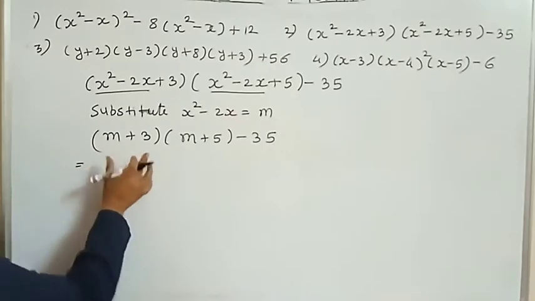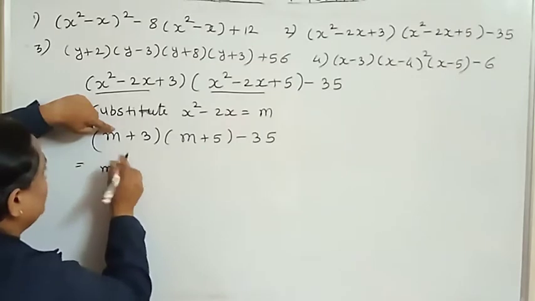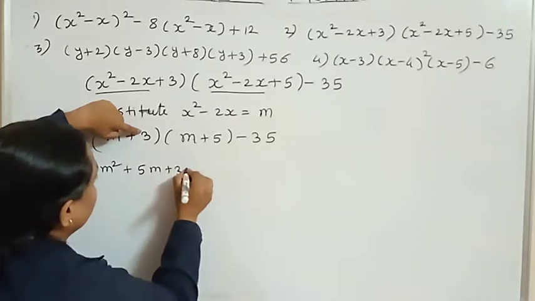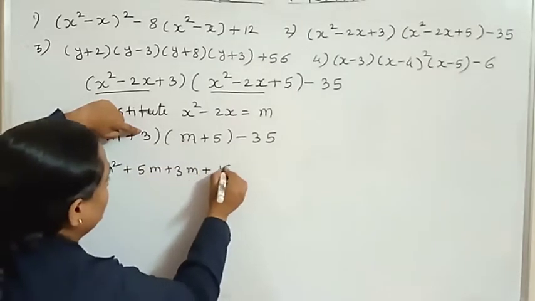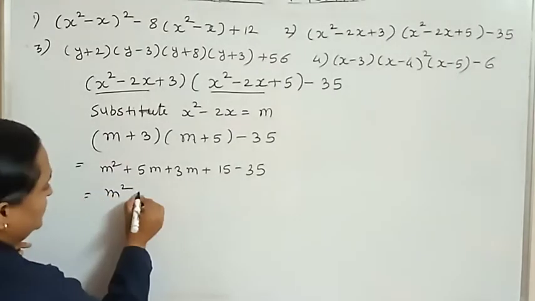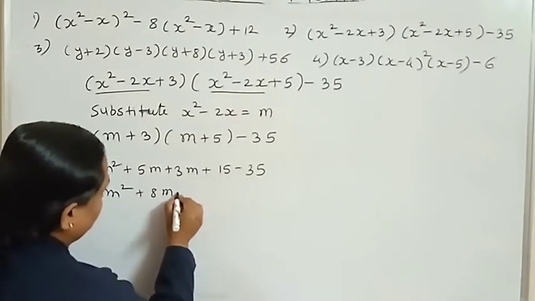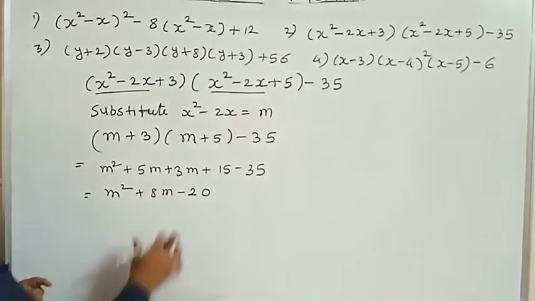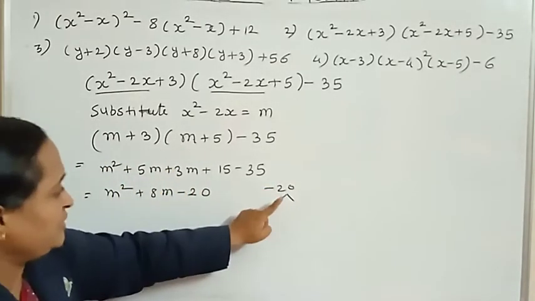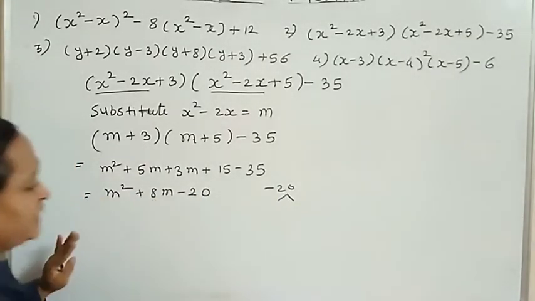Now we have to do multiplication. First we will multiply by m. M into m, m square. M into 5, 5m, plus 3 into m, 3m, 3 into 5, 15, minus 35. Then m square, 5m plus 3m, 8m, plus 15 minus 35, minus 20. Now again the third term is negative. Now we want two numbers whose multiplication is 20 and difference is 8. Then the two numbers are 10 and 2.